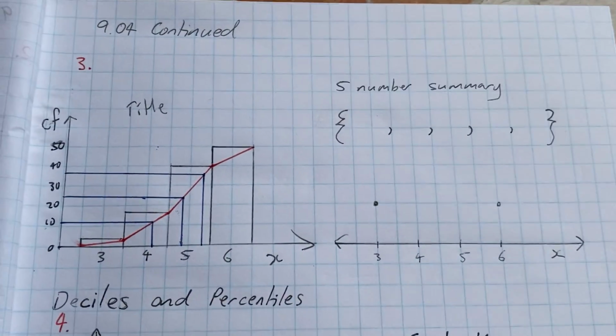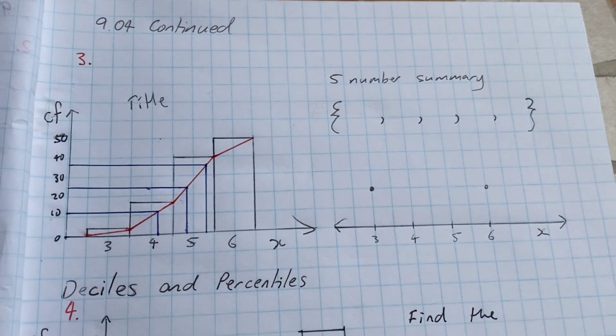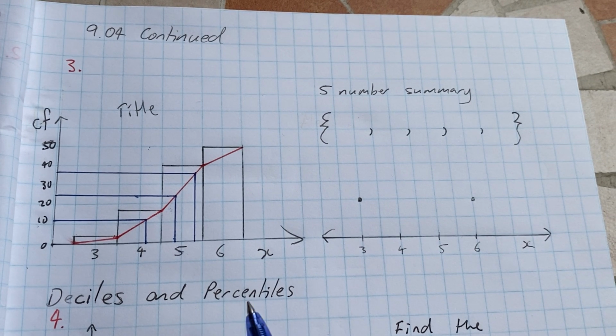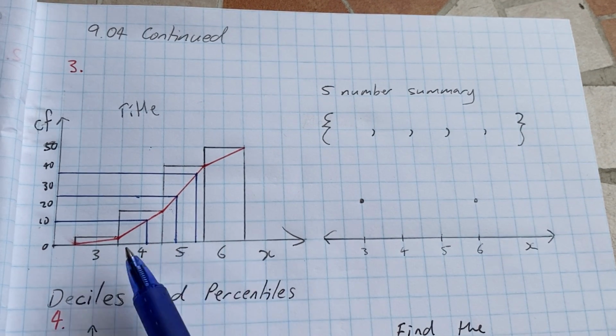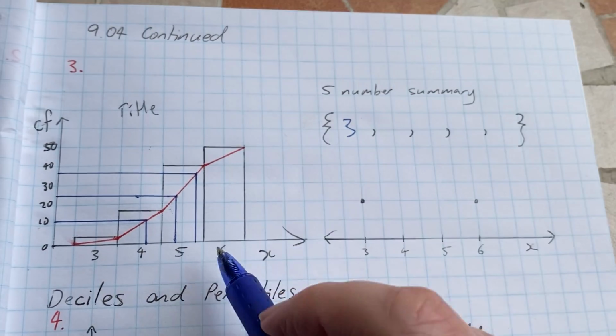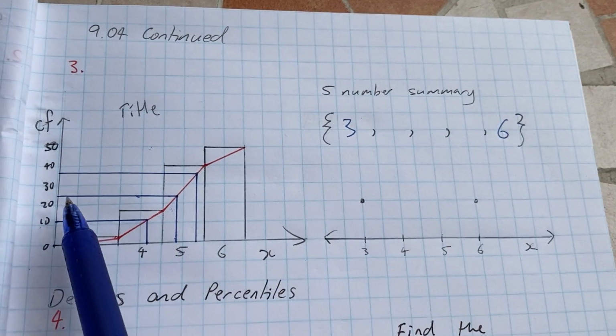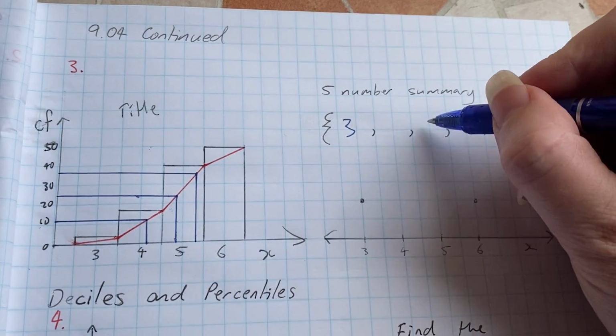Okay, in this example, we've got a cumulative frequency graph. So we're going to find the 5-number summary from here. So our data set goes 3, 4, 5, 6. So our minimum is a 3. Our maximum is a 6. There were 50 scores, so at 25 I go across and down to the 5.